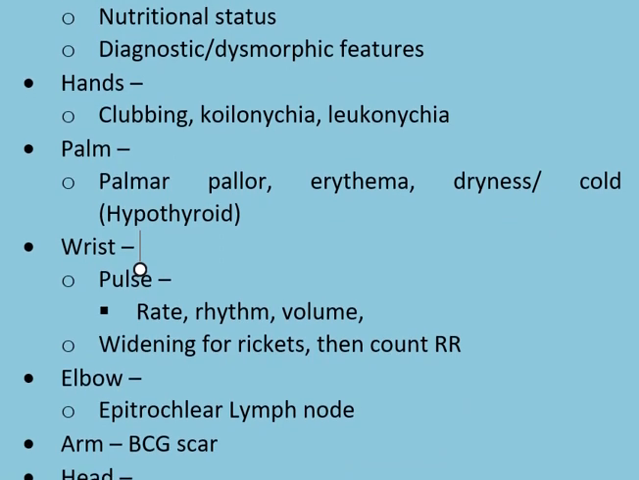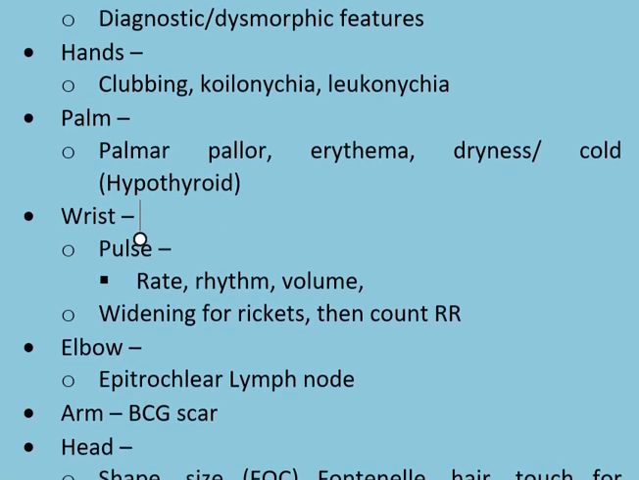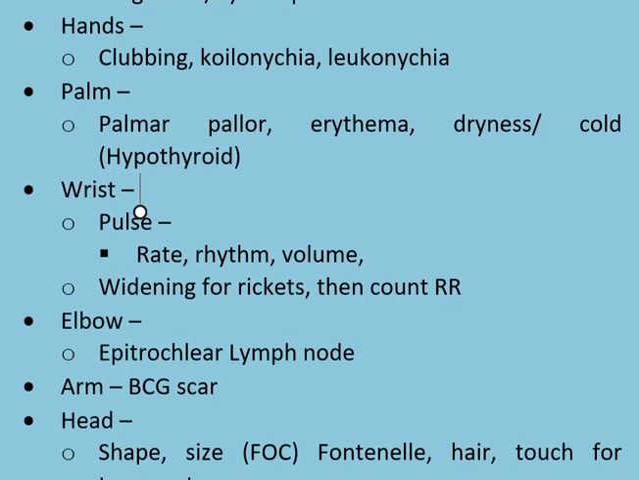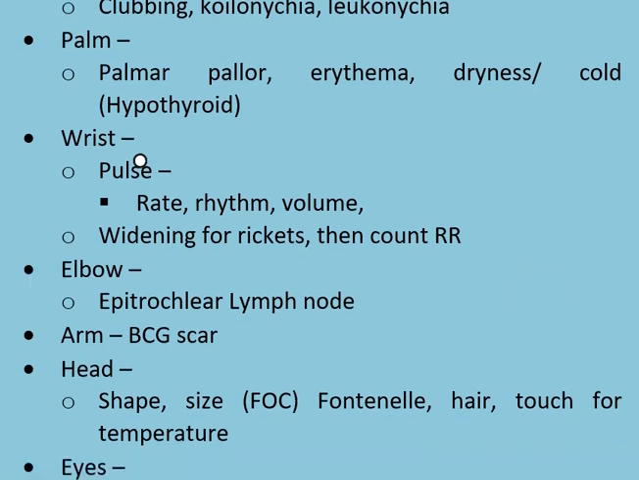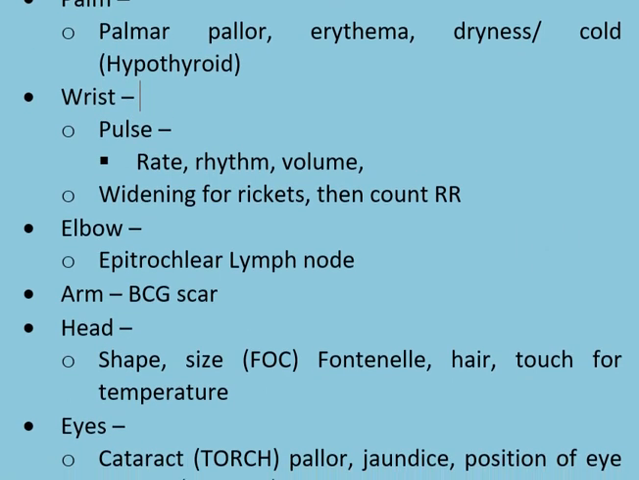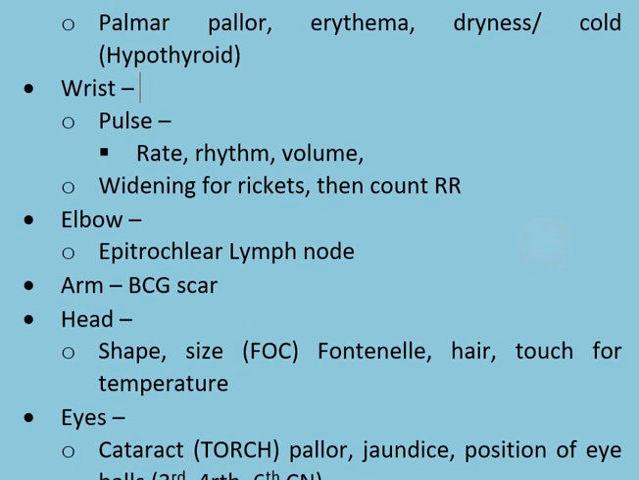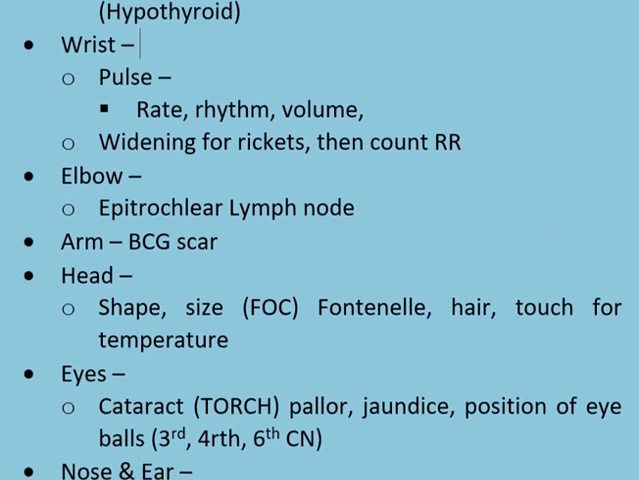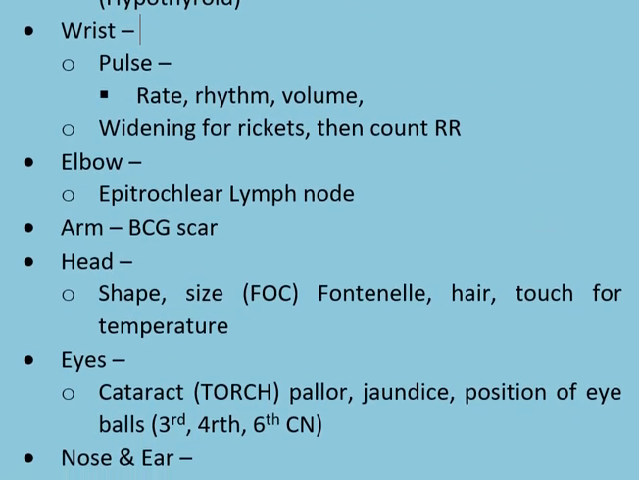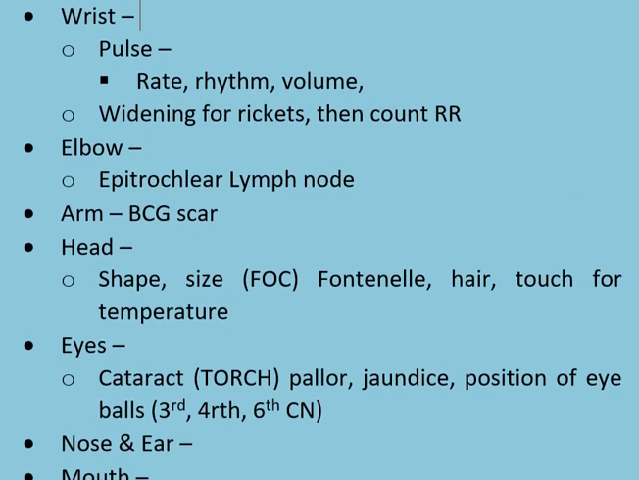Then you go to the elbow for epitrochlear lymph nodes, then the arms, the right arm for the BCG scar, then go to the head. Then see the shape, check size, FOC, fontanelle, check the hair, touch for temperature. We have already taken the temperature. Then check the eyes for cataract, it can be due to TORCH, pallor, jaundice, position of the eyeballs. This will check the third, fourth, and sixth cranial nerves.